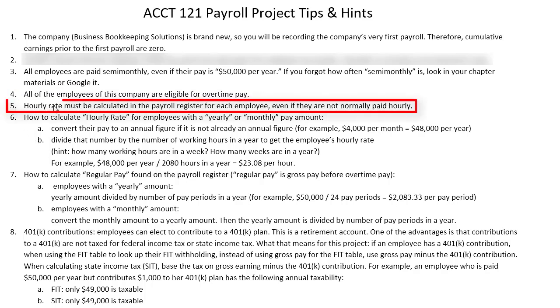Number 5, hourly rates must be calculated in the payroll register for each employee, even if they are not normally paid hourly. Because why? Because everyone is eligible for overtime.